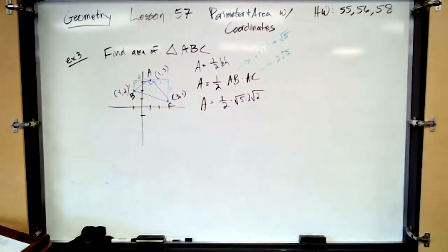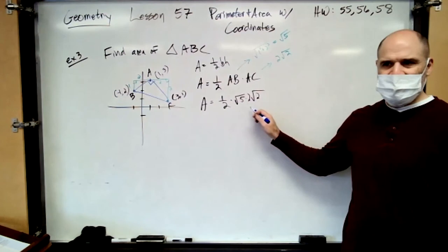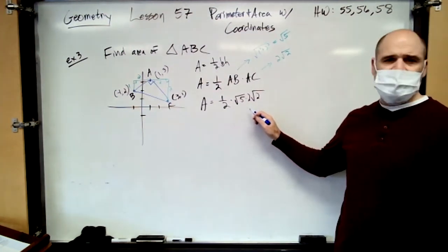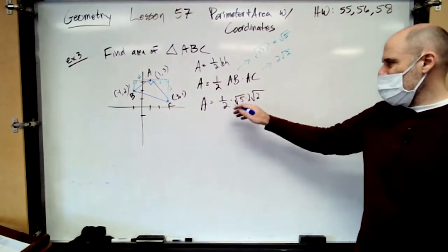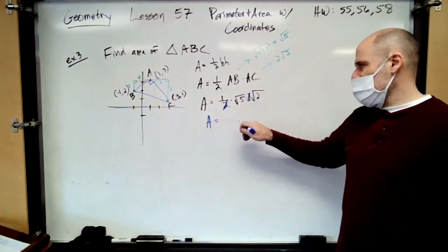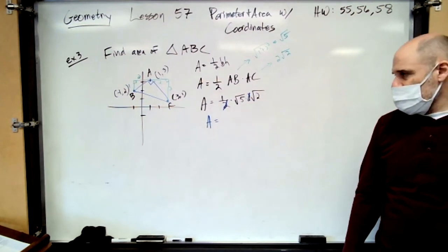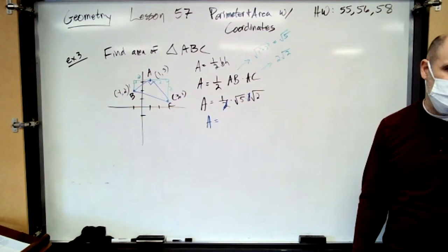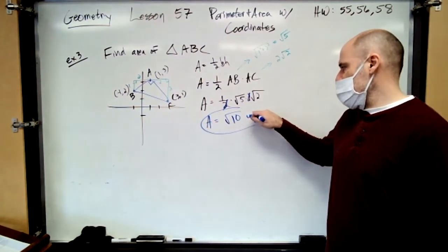Can I simplify that? Can I clean that up? What cancels? One half times 2, that cancels, right? You guys see that? Yes or no? 1/2 and 2, they can cancel, because 1/2 times 2 is just 1. Or if you're multiplying fractions, remember they just cancel. It's nice. So then what are you left with? Radical 5, radical 2. What's radical 5 times radical 2? Radical 10. Not 10, but radical 10. That's it. Unit squared.